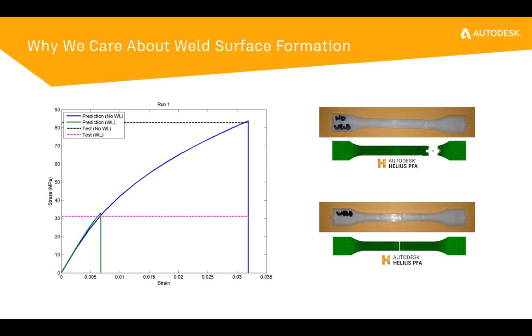So the important takeaway here is that by having quality nonlinear material properties and by applying the appropriate knockdown factor for that material, we can get great correlation both for when there's no weld surfaces and when there is weld surfaces in our part for predicting rupture in our plastic parts.